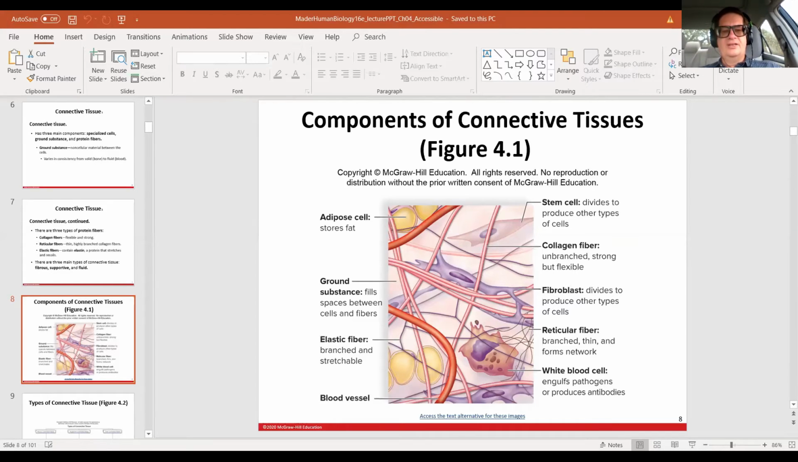Okay, so connective tissues. There's a pretty picture here on, I think maybe slide 8. Yeah, slide 8. And it shows adipose cells. Those are your fat cells. You may not have thought of that as connective tissue, but it is. It's just connective tissue that has a job that's different than bone and stuff.